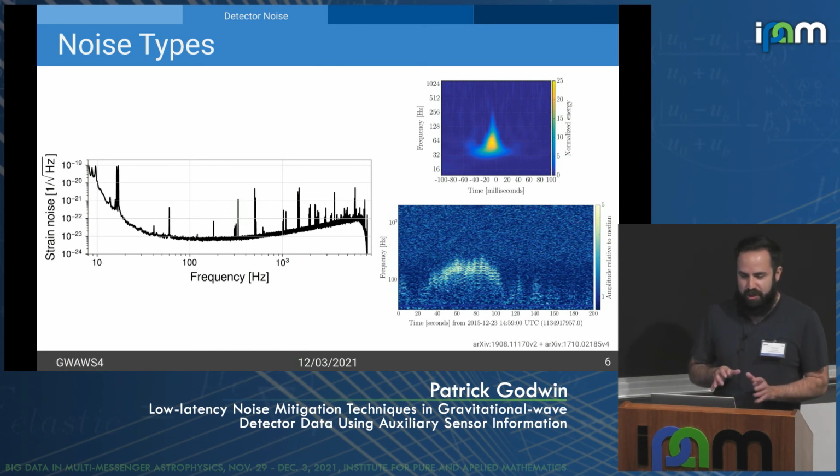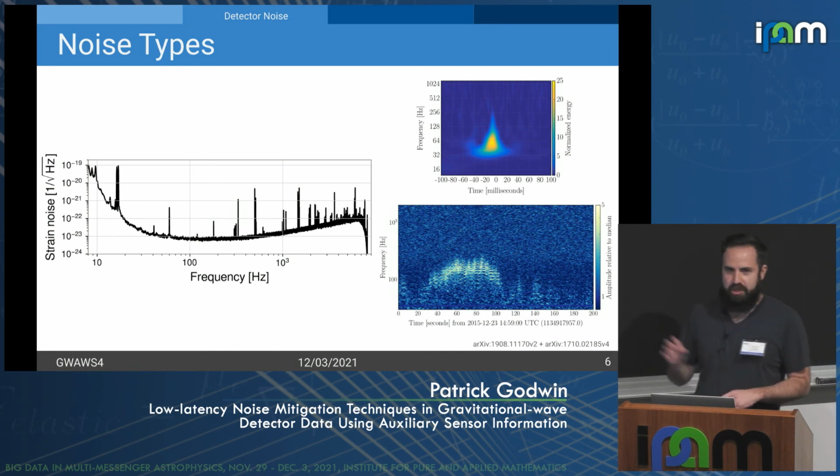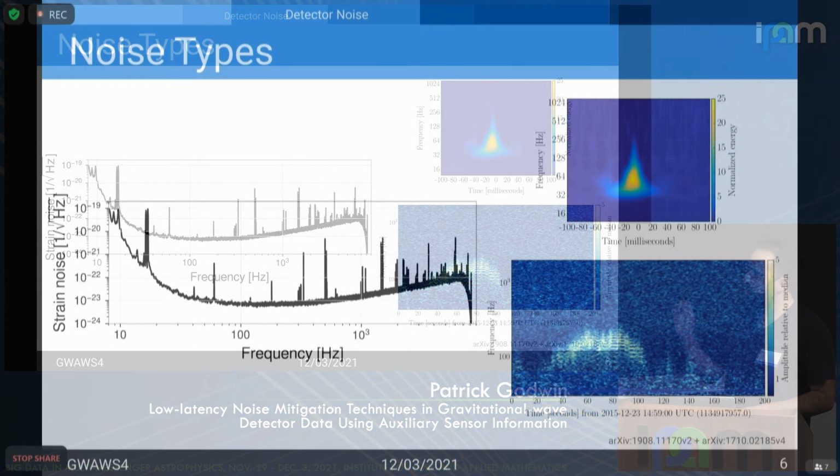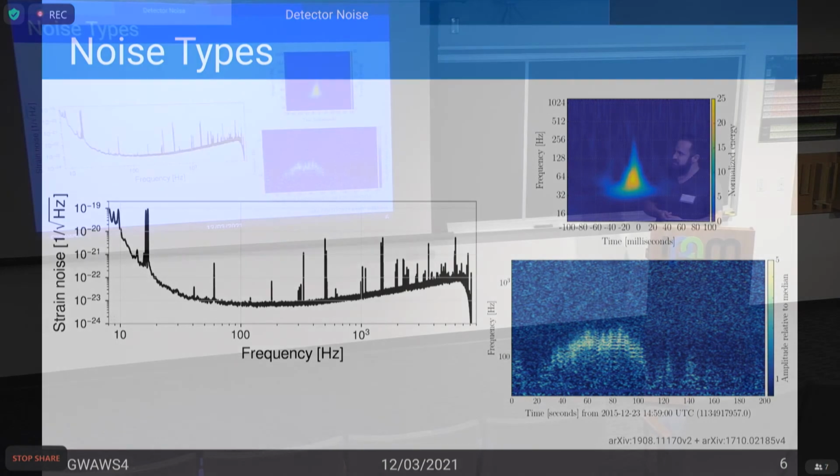So there are various noise types in the detector. I like to classify this into 3 different regions. So on the left, you see this power spectral density estimate. Stationary noise can be effectively fully characterized by a PSD. But there are things that just pop in and out of existence. We call them non-Gaussian noise transients, glitches. There are various names for it.